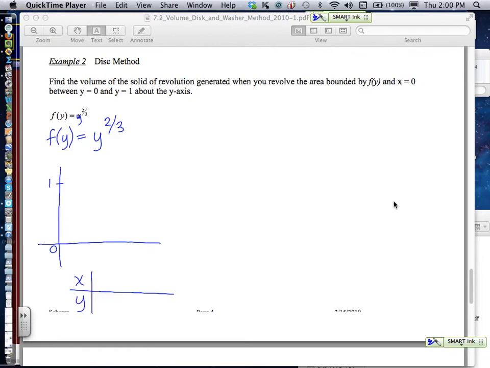So if y is equal to 0, what's our x going to be? 0. And if y is equal to 1, what's our x going to be? 1. Okay, so we've got a couple of points. I know I have a point here, and I know I have a point here. Kind of interested to know what it does in between there.